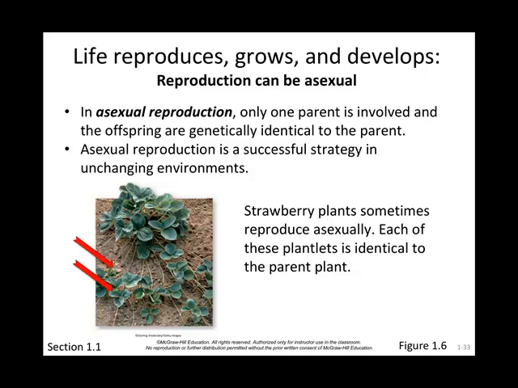If you look at this strawberry plant, it sometimes reproduces asexually. That means if you looked at some of the offspring of that plant, you'll find that they're identical to the one parent plant that it came from. The DNA would be pretty much exactly the same. This is an example of asexual reproduction.